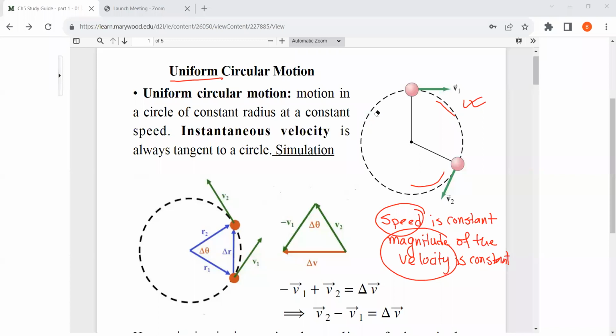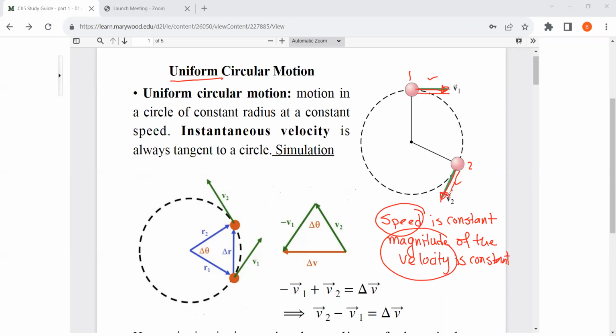Here you can see that the object is moving in this circular path in this picture, and this green arrow shows the velocity vector. You see that the length of this arrow is the same. Same length means the magnitude of the velocity, or the speed, is the same at point 1 and at point 2. But you see the directions are different. Here the direction is this way, here the direction is this way.